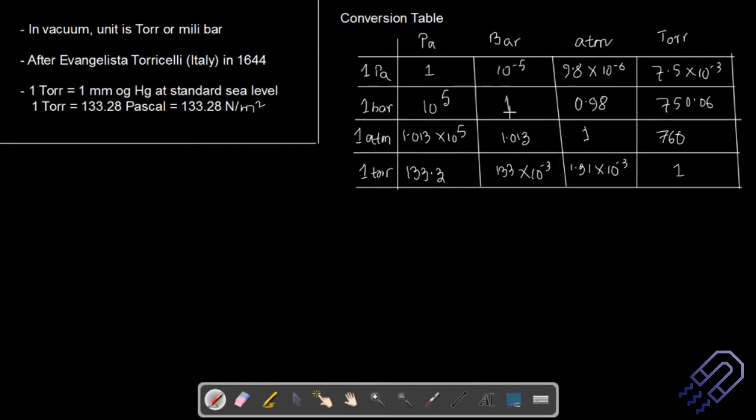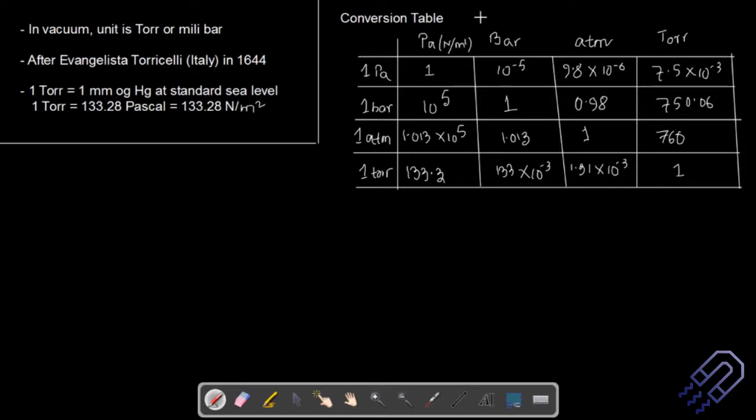So if someone tells you that there is an atmospheric pressure of 1, there is 1 atmosphere, you can straight away say it's 760 millimeter of mercury. Or you can say 1.013 into 10 to the power 5 Pascal or Newton per meter square. Whichever is comfortable for you.